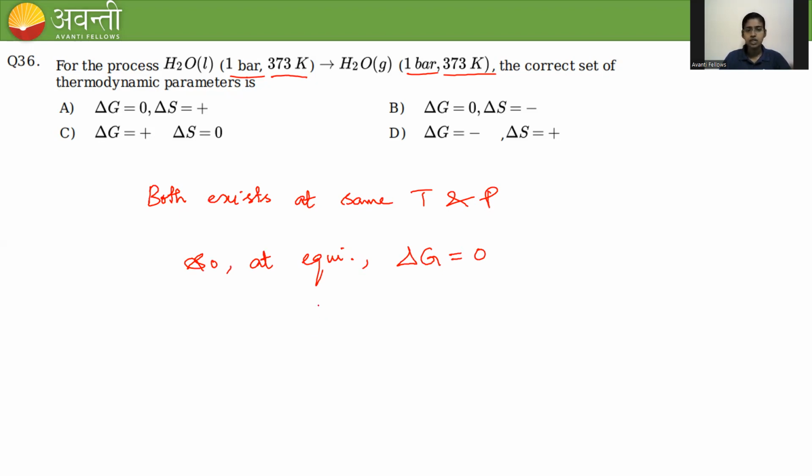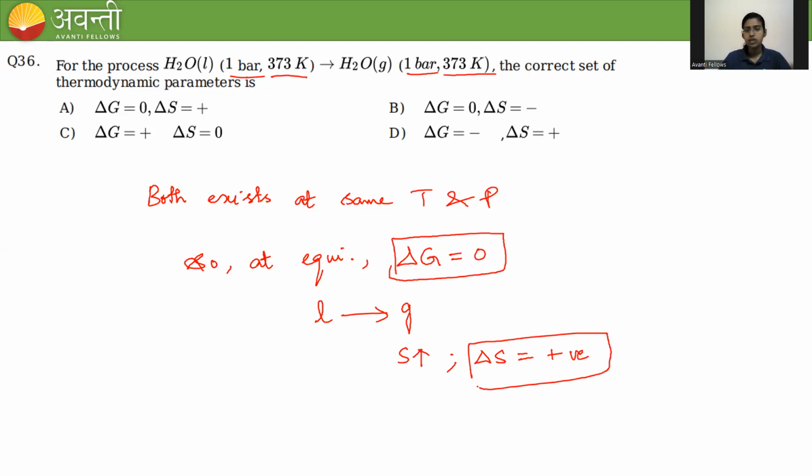And here if you see, liquid is getting converted to gas. If liquid is getting converted to gas, randomness increases. If randomness increases, entropy also increases. If entropy increases, the change in entropy value should be positive. Okay. So delta G should be equal to 0 and delta S should be positive. So option A is the correct answer for this.